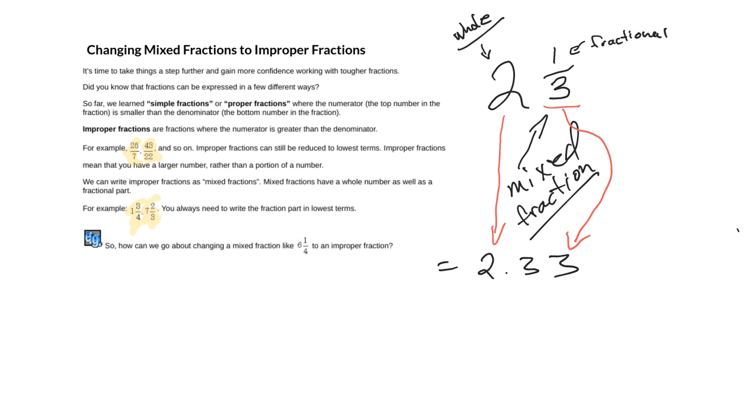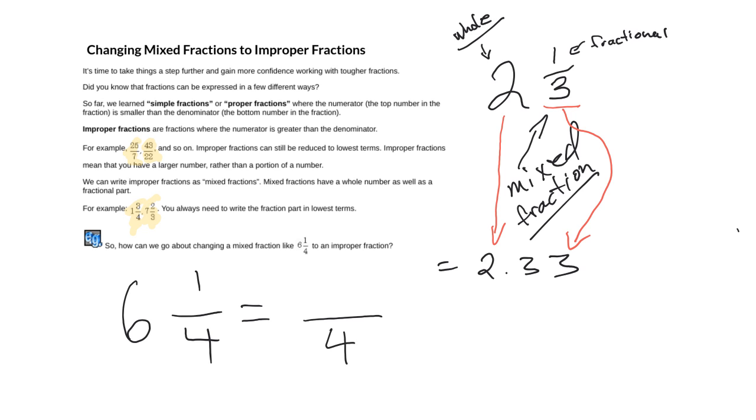Now, let's say that I wanted to convert this problem here, 6 1/4, to an improper fraction. So here's how you do it. You write 6 and 1/4 on a piece of paper, right? The first thing that we have to do is write our new fraction as something over 4. So that's the first thing.